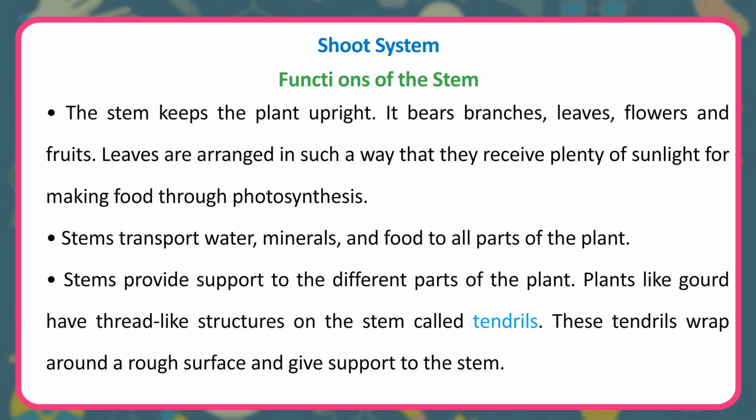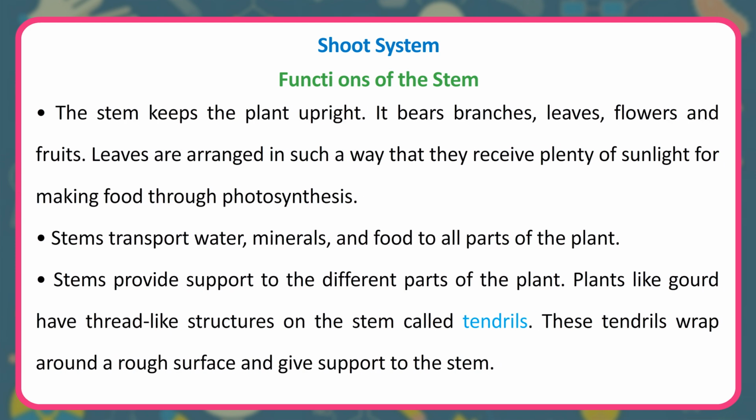Functions of the stem. The stem keeps the plant upright. It bears branches, leaves, flowers and fruits. Leaves are arranged in such a way that they receive plenty of sunlight for making food through photosynthesis. Stems transport water, minerals, and food to all parts of the plant. Stems provide support to the different parts of the plant.